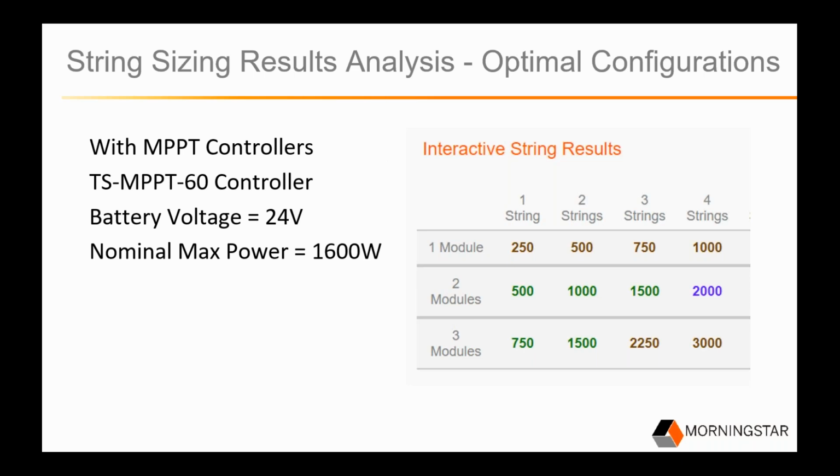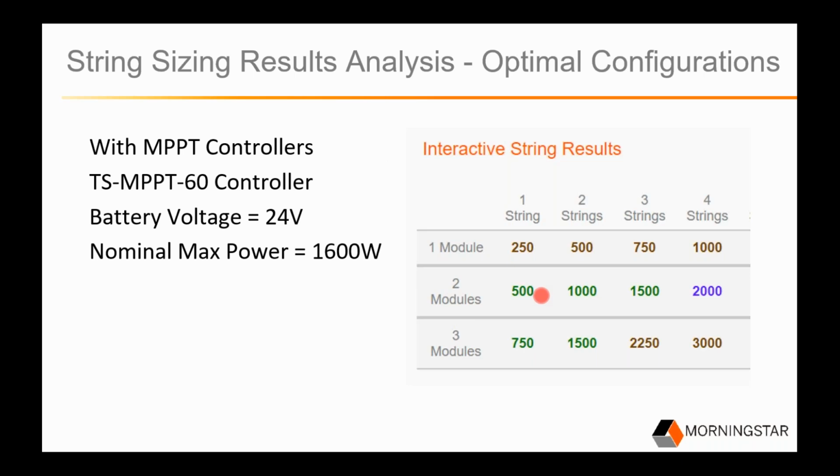But on this string calculator results page, it shows smaller power levels as optimal. You can see here, all these are lower than 1600, which is on the data sheet of the TriStar MPPT. They are optimal as far as the string calculator is concerned, but they might be below what you calculated earlier in your array design calculations.